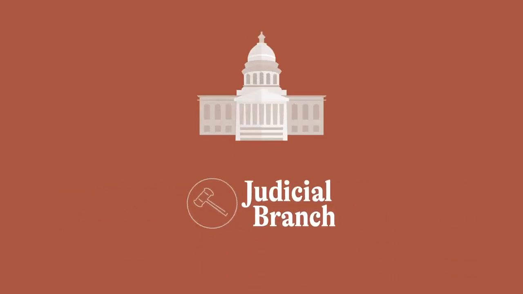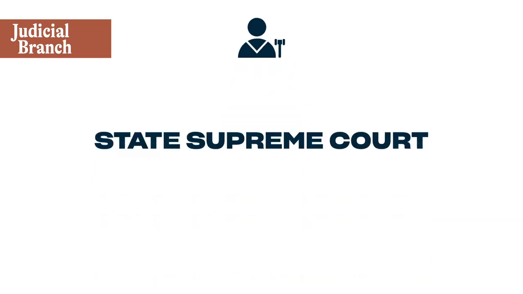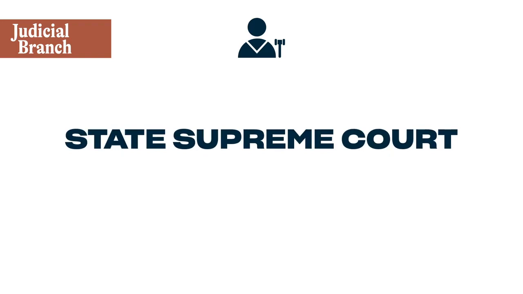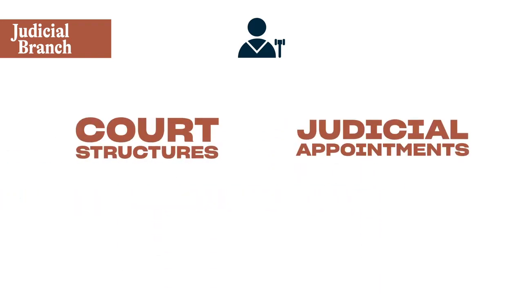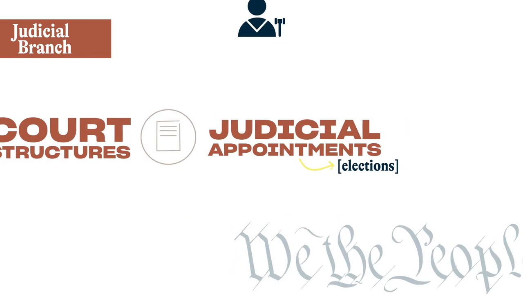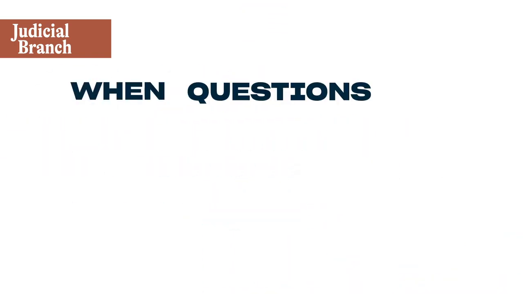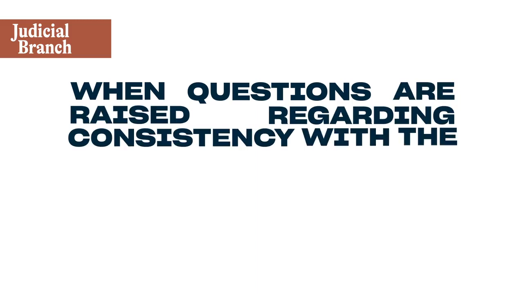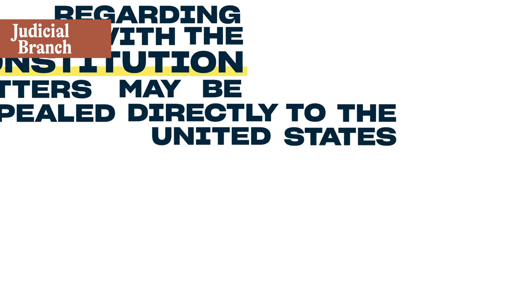State judicial branch. Last but not least, each state has their own judicial branch. State judicial branches are usually led by the state Supreme Court, which hears appeals from lower-level state courts. Court structures and judicial appointments, or elections, are determined either by legislation or the state constitution. Rulings made in state Supreme Courts are normally binding. However, when questions are raised regarding consistency with the U.S. Constitution, matters may be appealed directly to the United States Supreme Court.